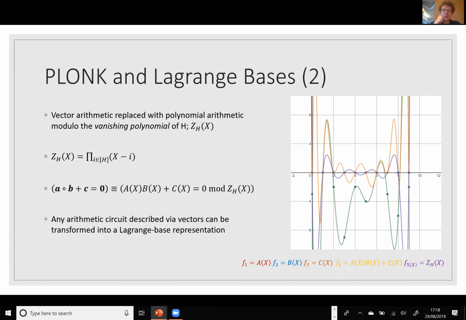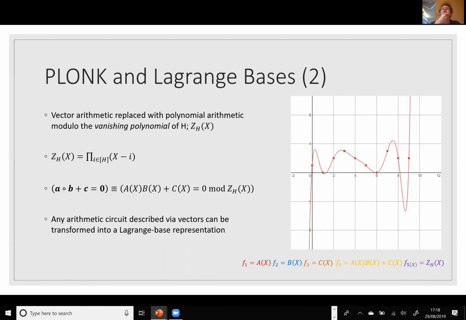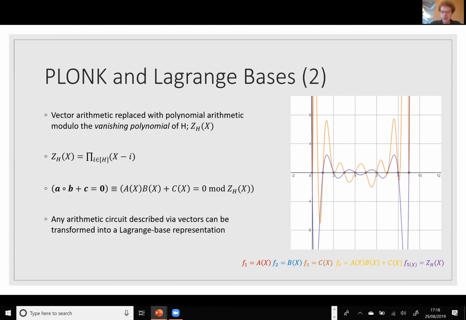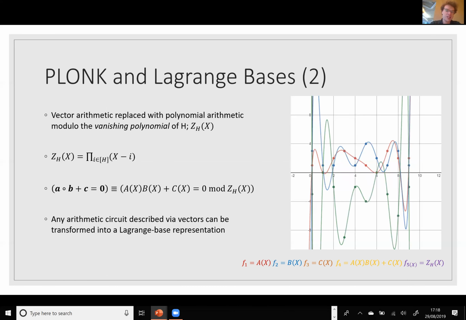And so you don't have any kind of overheads or bloating factors from this representation. So effectively, in a SNARK form, the degrees of these polynomials is going to be equal to the number of arithmetic gates that you have, and no larger, which is rather useful.